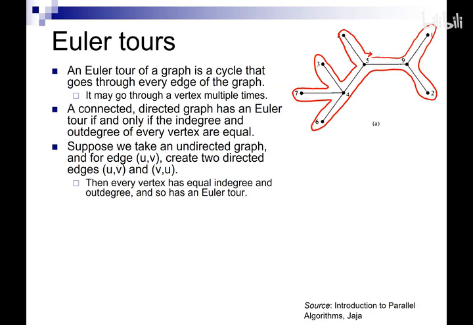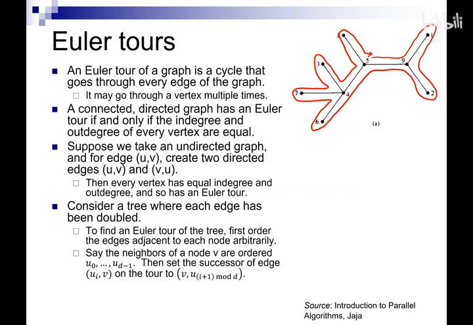In fact, in general, if you have an undirected graph, then for any edge in that graph, you can make two directed edges, one in each direction. If you do this, then you guarantee that for every vertex, the in degree and the out degree are equal. And so that graph is going to have an Euler-Tour.